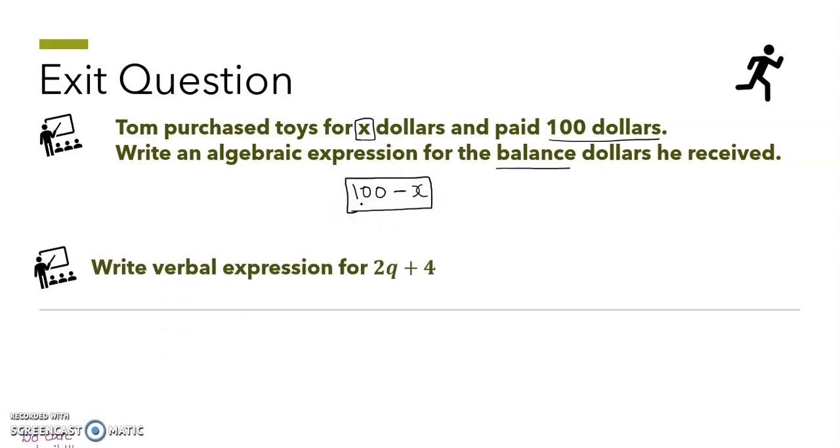Next. Write a verbal expression for 2q plus 4. So how can you write it? 2q means it is a product. So product you can write as times also. So 2 times q plus 4.